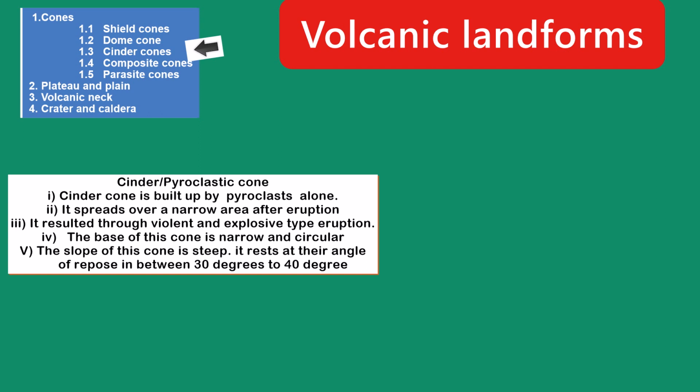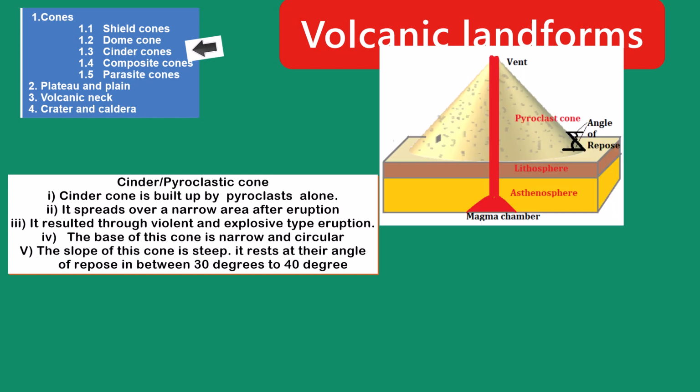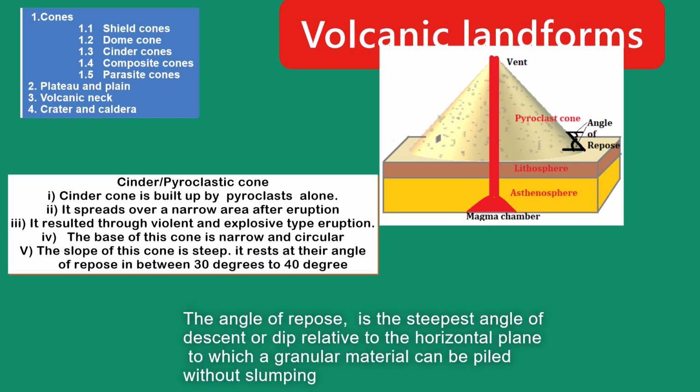Cinder or pyroclastic cone. 1. Cinder cone is built up by pyroclasts alone. 2. It spreads over a narrow area after eruption. 3. It results from violent and explosive type eruption. 4. The base of this cone is narrow and circular. 5. The slope of this cone is steep. It rests at its angle of repose, between 30 degrees to 40 degrees.